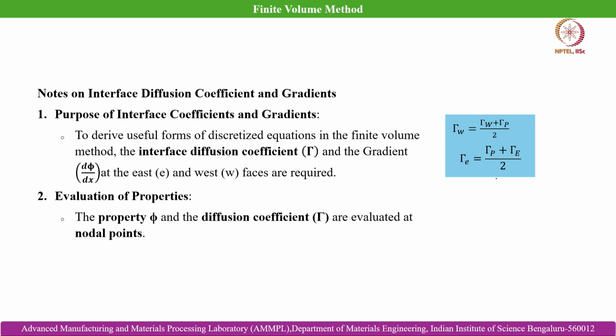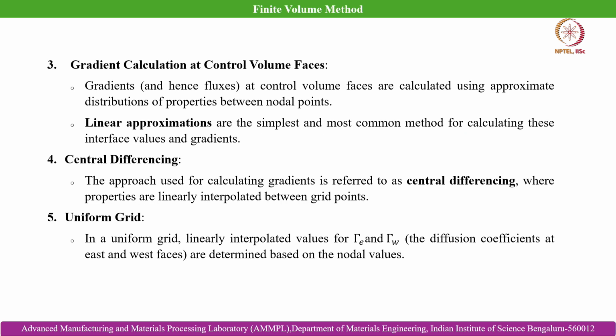So, by linear interpolation we arrive at these values of the diffusion coefficient at the two faces of the control volume, and then we can go ahead with the gradient calculation at the control volume faces. The gradients and hence fluxes at control volume faces are calculated using approximate distributions of properties between nodal points. Linear approximations are the simplest and most common technique for calculating these interface values and gradients, and the approach used for calculating gradients is referred to here as central differencing, where properties are linearly interpolated between grid points. Here we have assumed a uniform grid.